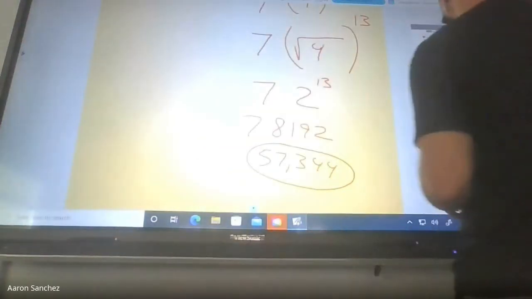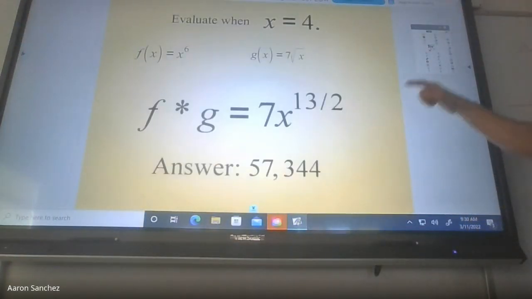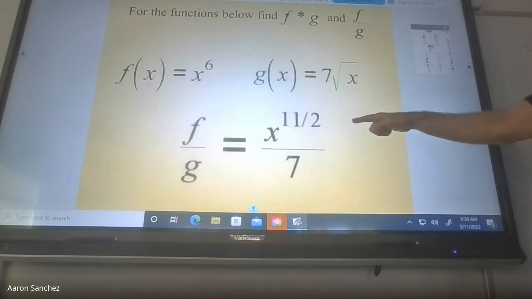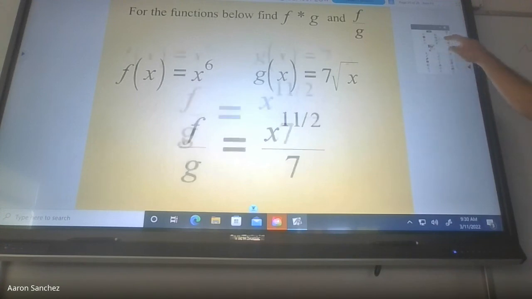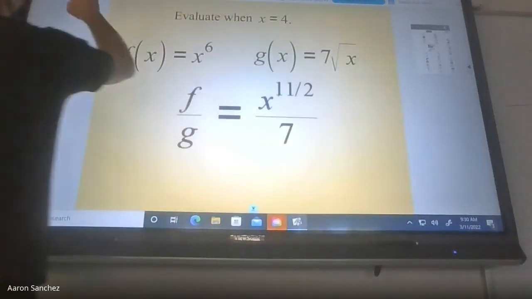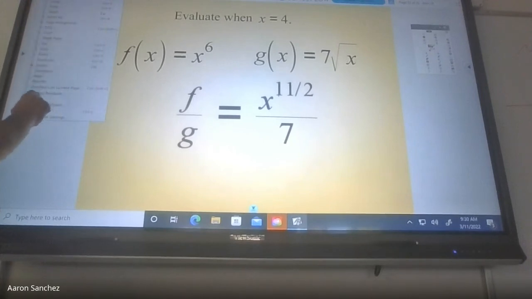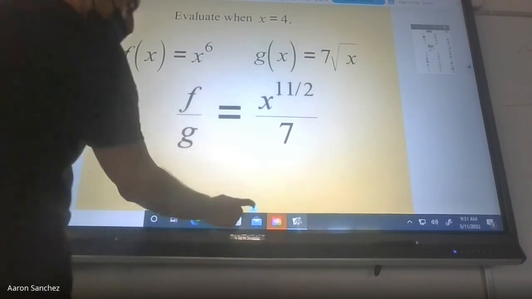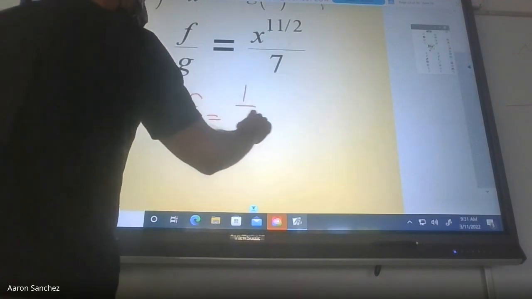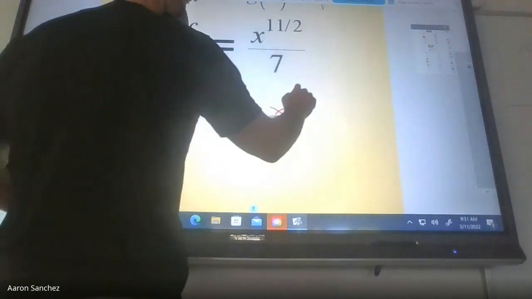$5.99. Let's move on. We gotta do F divided by G. 57,344. Is that what I got? Okay, cool. And then F divided by G, which we did, is the same thing as 1/7 times x to the 11 over 2, right? Now let's plug in 4. So I'm going to rewrite this. Okay, so I'm going to write F divided by G equals, same thing, 1/7 x to the 11 over 2.